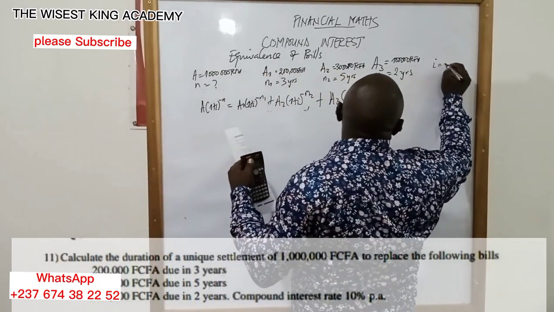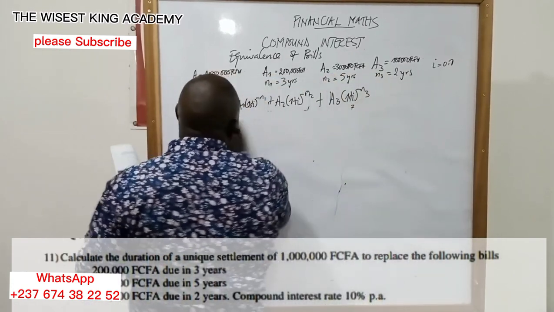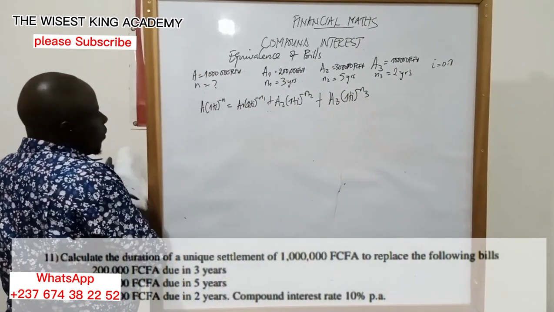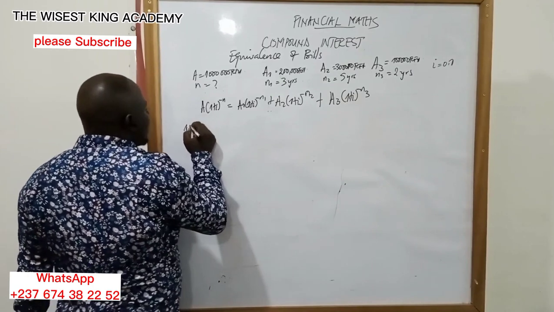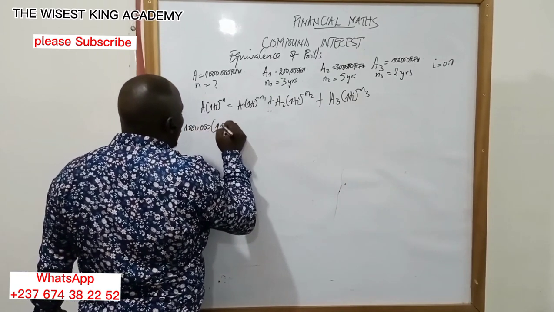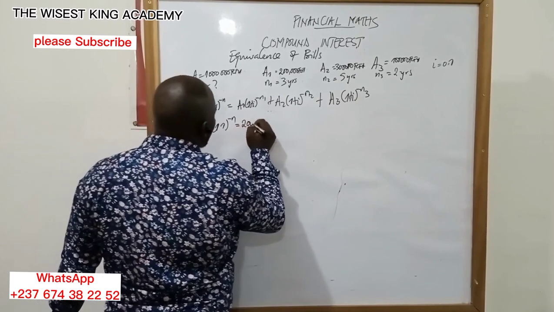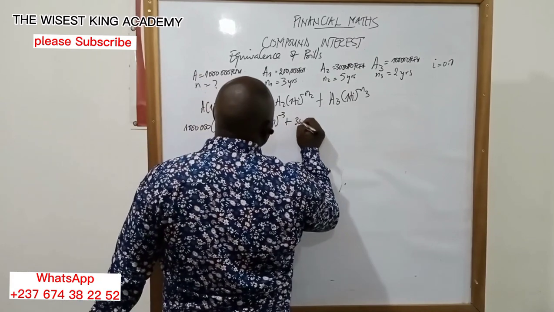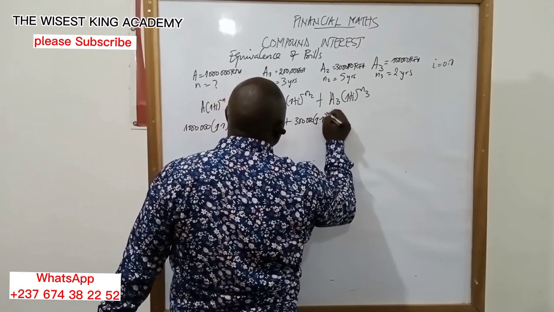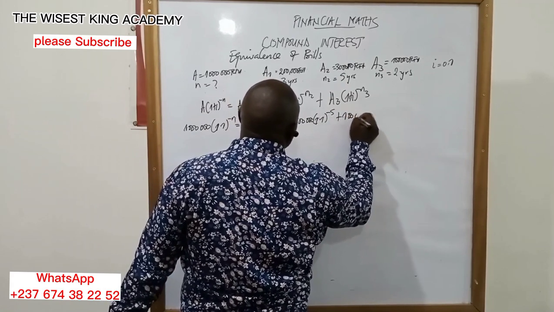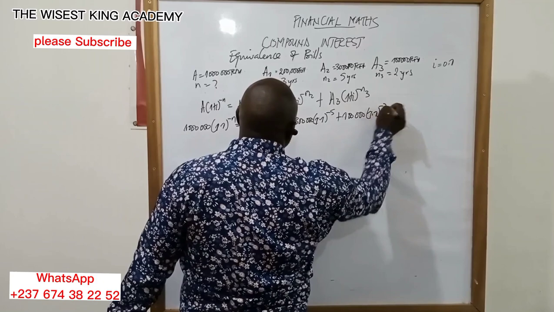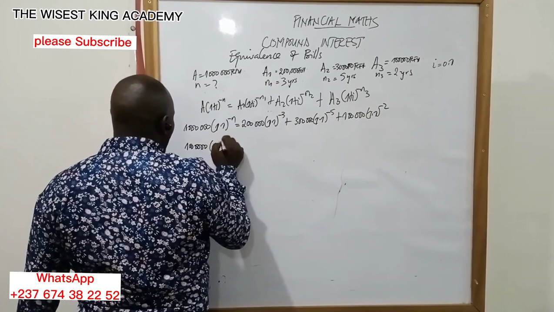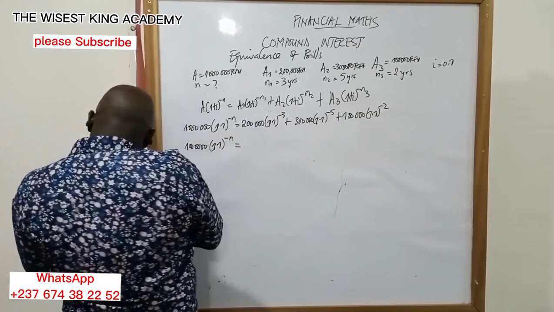The interest rate in this case is 10%, that's 0.1. So this is an equivalence equation, since it is one bill to a group of bills. Now let's replace everything. We have 1 million times 1.1 raised to the power negative n equals 200,000 times 1.1 raised to the power negative 3 plus 300,000 times 1.1 raised to the power negative 5 plus 100,000 times 1.1 raised to the power negative 2.